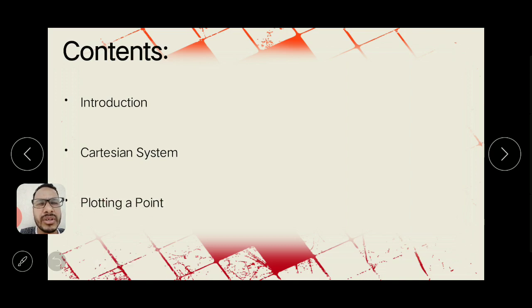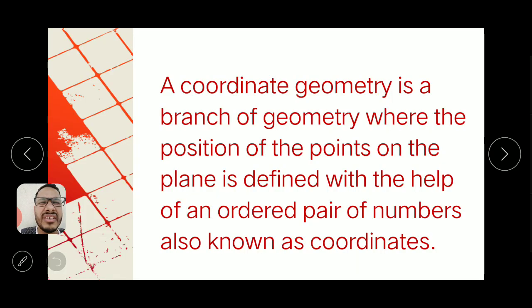In the contents, we'll be talking about, first of all, the introduction of coordinate geometry. Then we have the Cartesian system. Then we'll be plotting a point on a given plane. And then a summary with one example of it. So let's start with the definition of coordinate geometry. What do you mean by coordinate geometry?